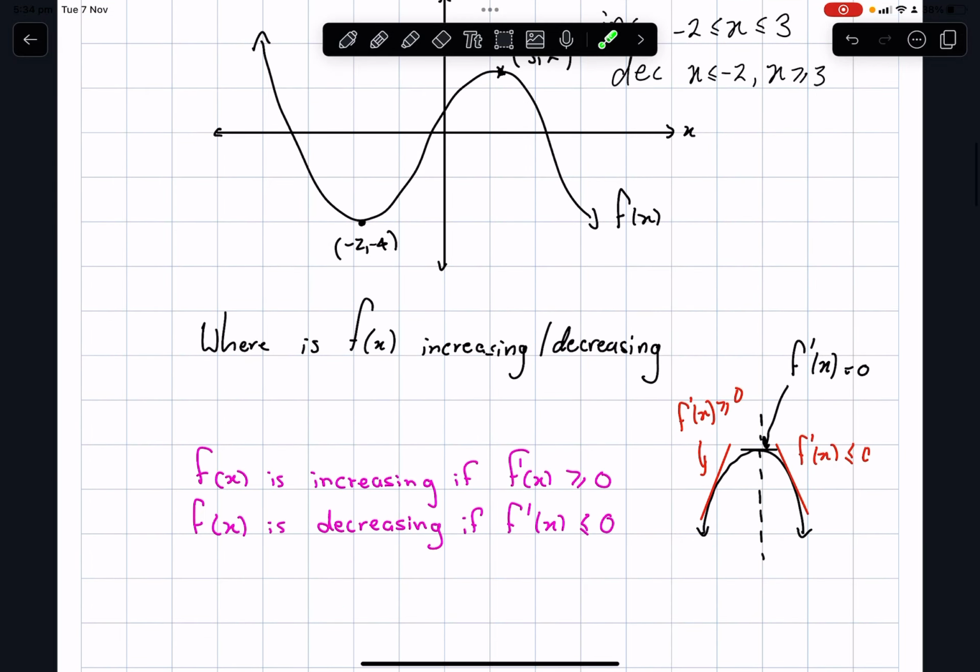So f of x is increasing if the derivative at that point is greater than or equal to 0. So it's a positive gradient, so it looks like this. F of x is decreasing if f dash of x is less than or equal to 0. So it's negative and it's decreasing, looks like this. It's a negative gradient. At my maximums and minimums, I've actually got my derivative equal to 0. Okay, so that is a key point to look at there. What we can call that is a turning point, but it pretty much just represents where my function changes from increasing to decreasing. And that's going to be a key point for us.